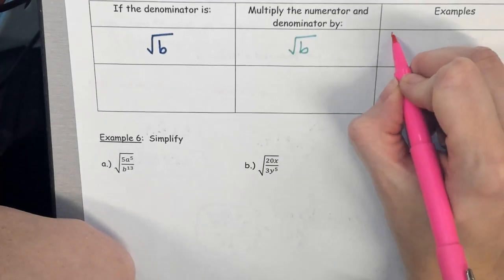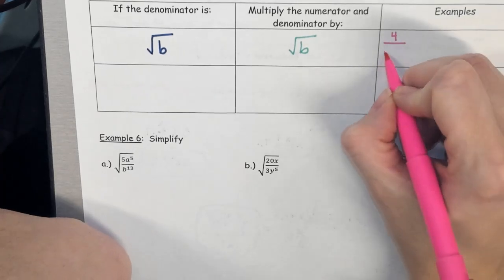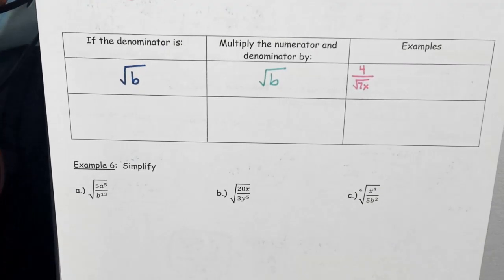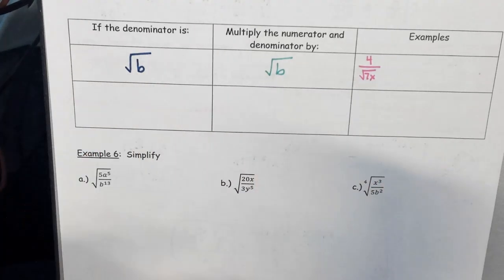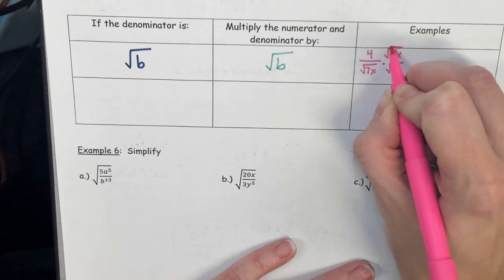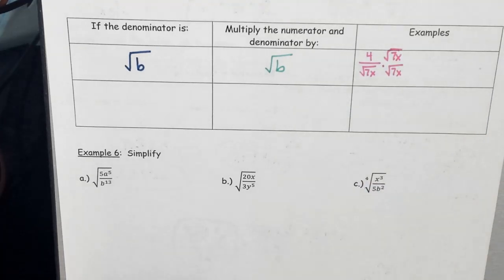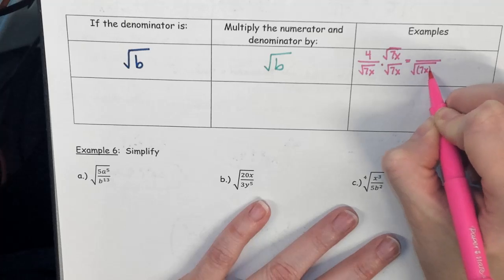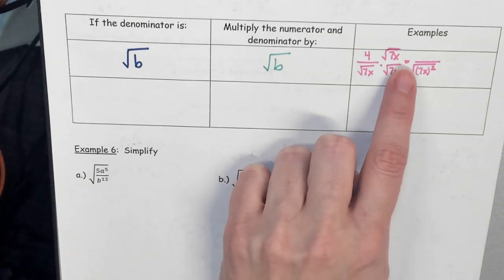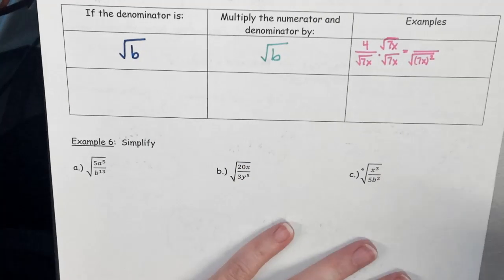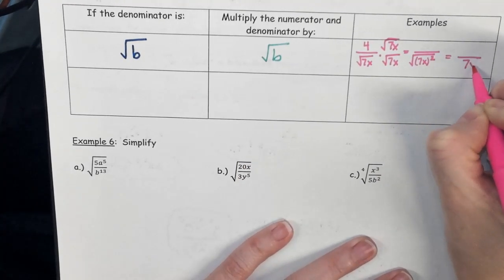So if you had 4 over the square root of 7x. When you're deciding what to multiply by, in this case, b is your 7x. Okay, you are going to multiply the top and the bottom by the square root of 7x. The reason why is because that makes the square root of 7x squared. And what happens when you take the square root of something that's squared? Yeah, you just get what's left inside. Those cancel each other out. They're inverses. And so you're just left with the 7x there.